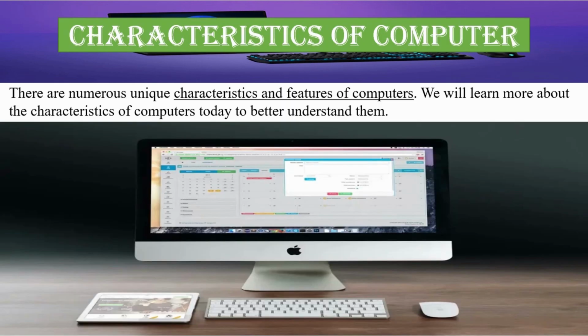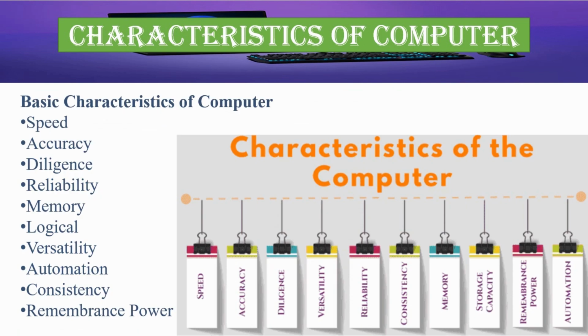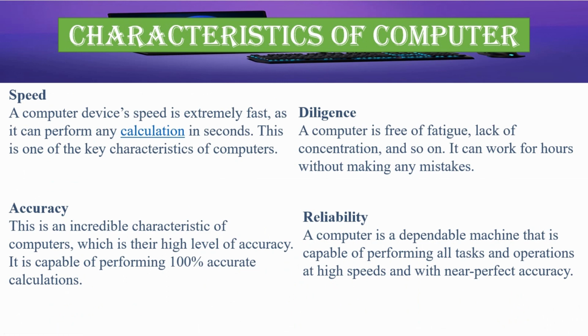There are numerous unique characteristics and features of computers. We will learn more about the characteristics of computers today to better understand them. The basic characteristics of computers are speed, accuracy, diligence, reliability, memory, logical versatility, automation, consistency, and remembrance power. So let's take each of them and explain it. We will start with speed. A computer's speed is extremely fast, as it can perform any calculation in seconds. This is one of the key characteristics of computers.